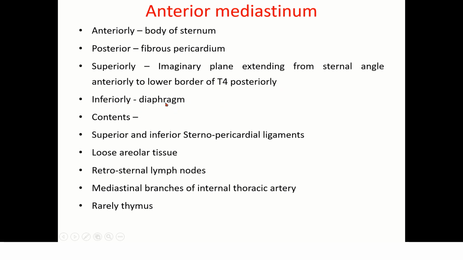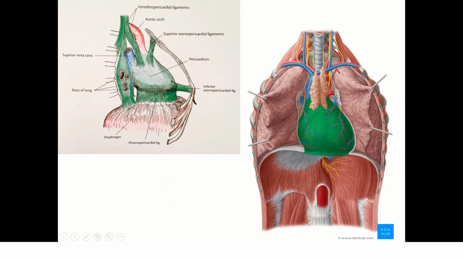Inferiorly is the diaphragm. The chief contents are the superior and inferior sternopericardial ligaments, loose areolar tissue, retrosternal lymph nodes, and mediastinal branches of the internal thoracic artery. Rarely, the thymus may cross the superior mediastinum and extend into the inferior mediastinum, specifically the anterior part of the inferior mediastinum. You can see here the superior and inferior sternopericardial ligaments within the anterior mediastinum.